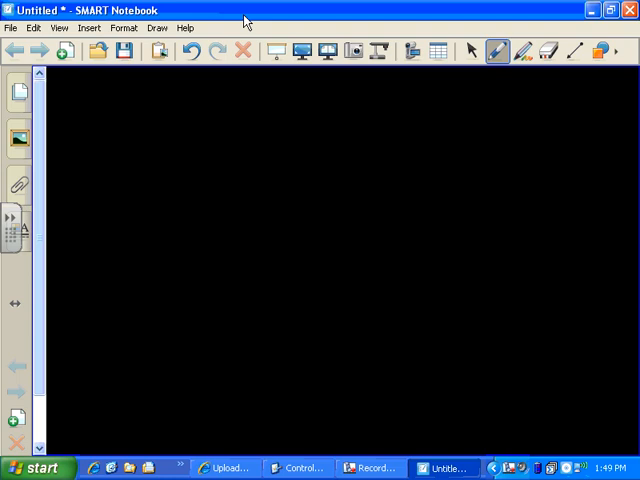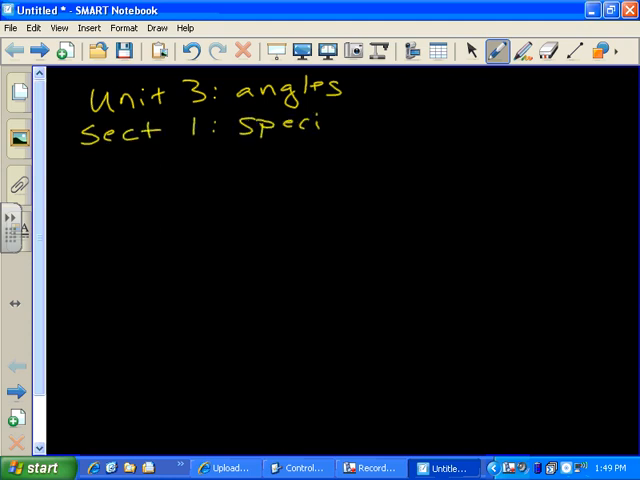Okay? So, some of them are also kind of complicated because their pictures aren't the same as what we normally see. We normally see just 2 parallel lines and a transversal, and that's it. And you'll see what I mean here. We're still in Unit 3 on angles, still on Section 1 on special angle pairs.